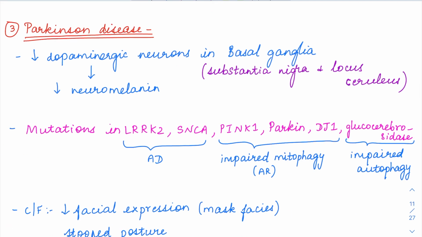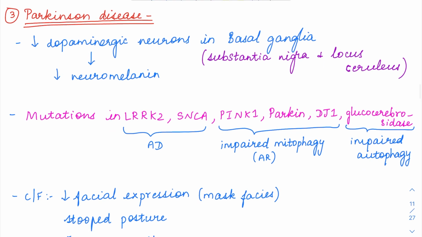Then third disease will be Parkinson's disease. We are all quite familiar with Parkinson's disease, definitely. So here there is going to be deficiency of the dopaminergic neurons present in the basal ganglia. So where in the basal ganglia? Specifically in the substantia nigra and locus coeruleus. So here the dopaminergic neurons which contain the neuromelanin are going to be deficient.